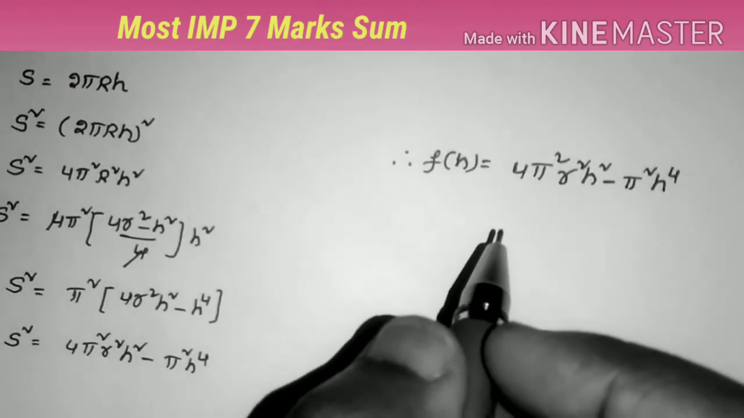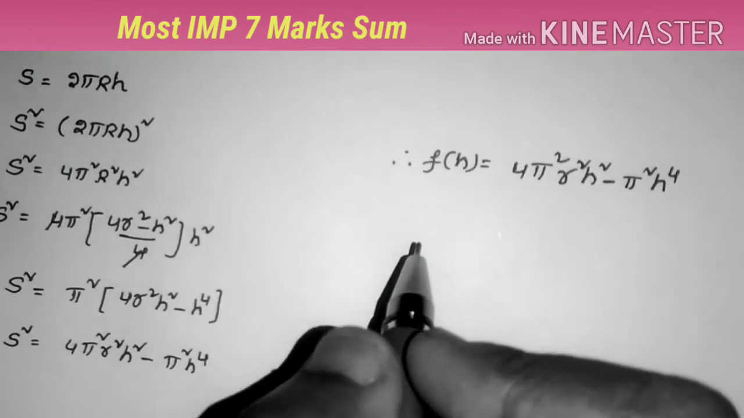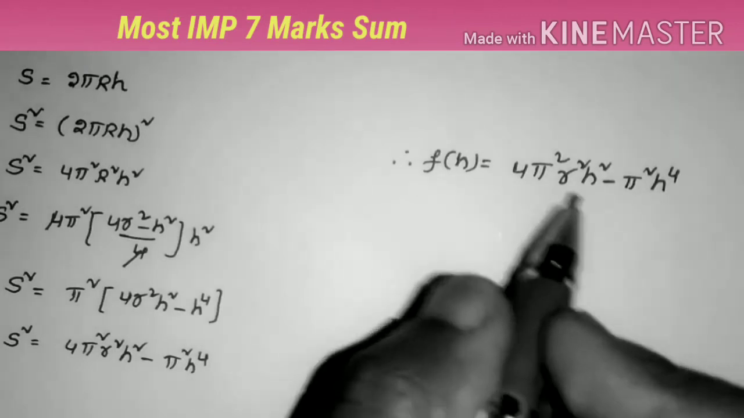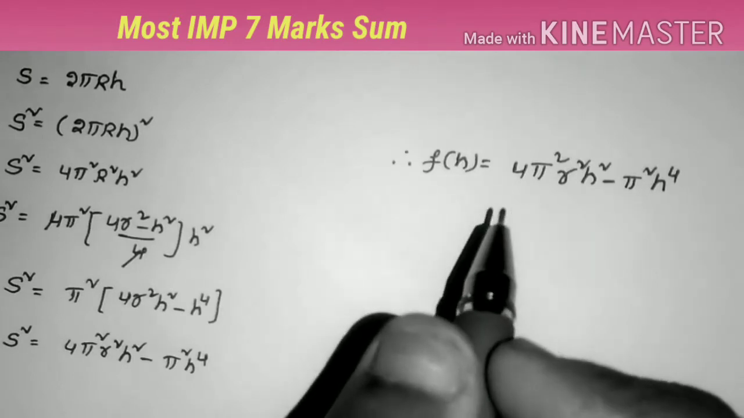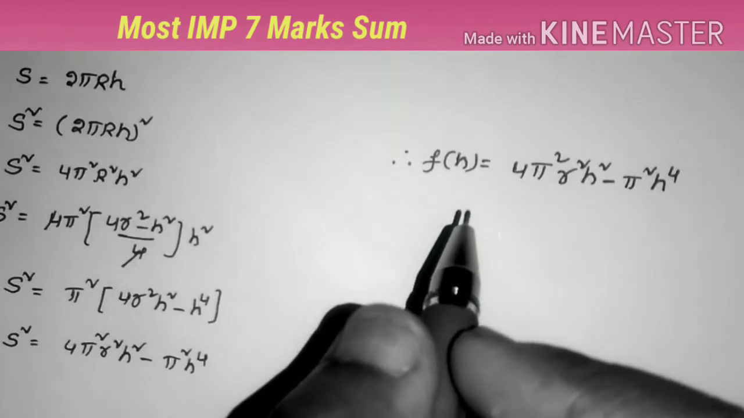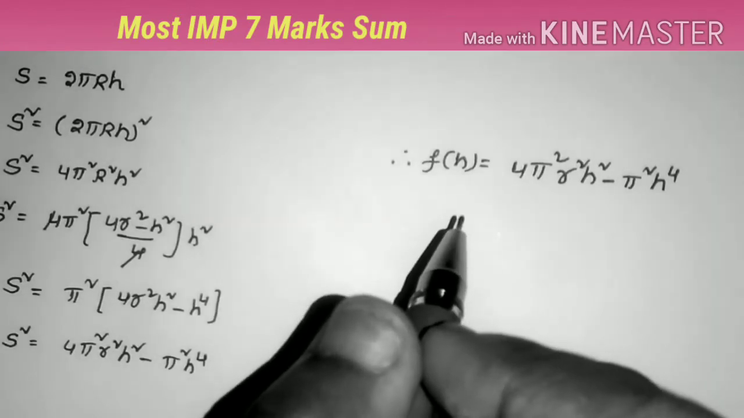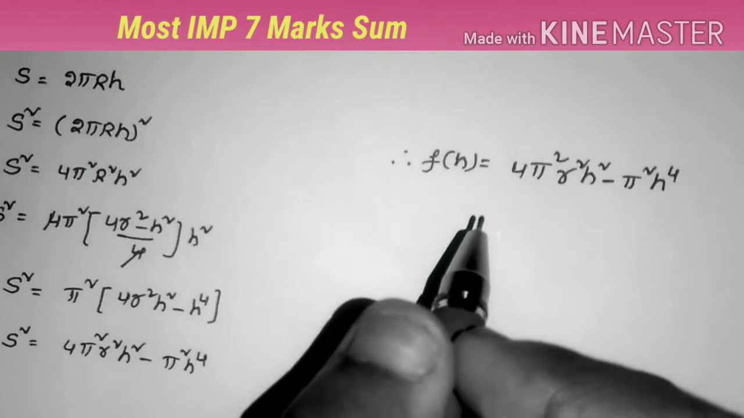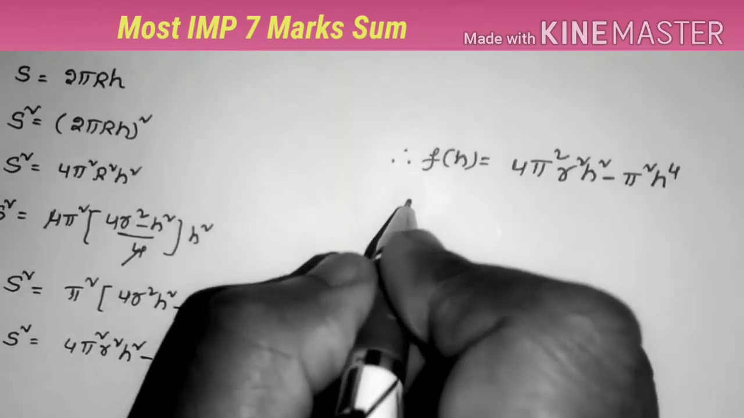Already we solved this type of problem in the last video also. What is the procedure? First we have to find the derivative f dash of h, equate it to 0 and find the h value, and again find f double dash of h and substitute this h value in f double dash of h. If that value is less than 0 then the function has the maximum value. If that value is greater than 0 then the function has the minimum value. That is the procedure. So first I take the derivative.